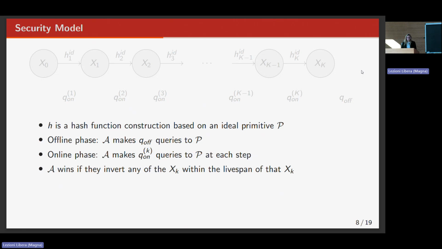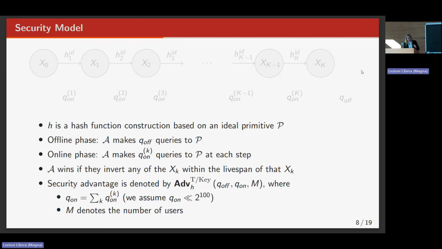But this is not realistic because in real life, you have potentially a larger offline phase with much more computational power, and you have only 30 seconds to invert 1 point. So we denote the security advantage by this quantity. Here, Q_on is the sum of all of the online queries for the adversary. This is for simplicity that we gather them together. But in real life, like in the security proof, we actually consider this separation.